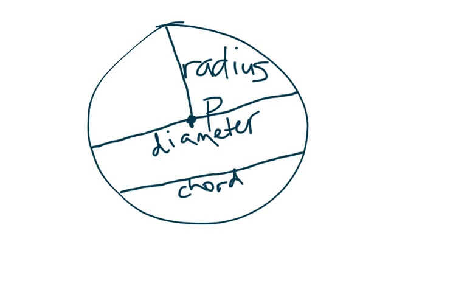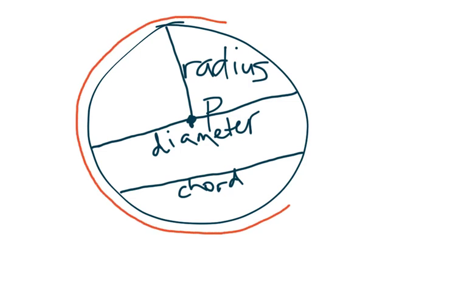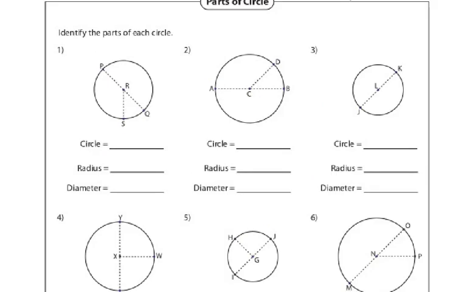A circle can have more than one radius and more than one diameter, but it can only have one center. It can have more than one chord, but it can only have one circumference, and circumference is the distance all the way around the outside of the circle. So we're going to talk about each of these more in depth, but that's an overview for you.